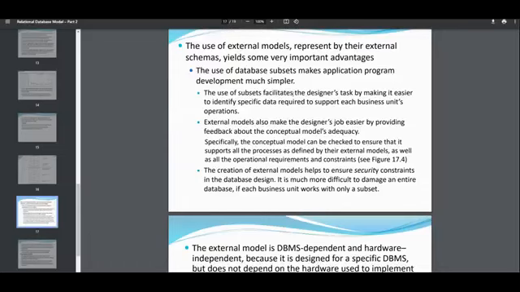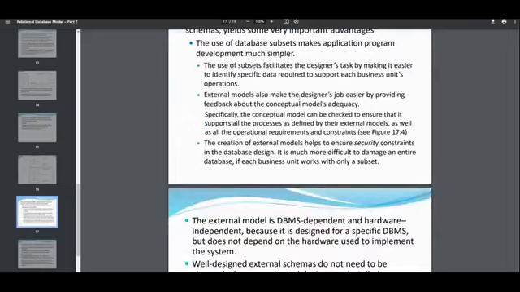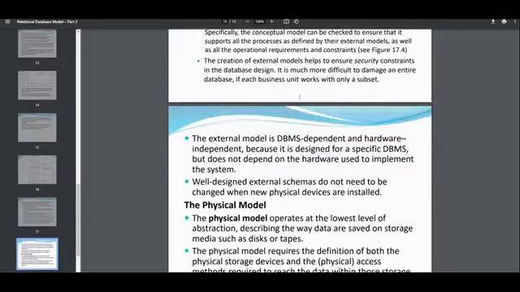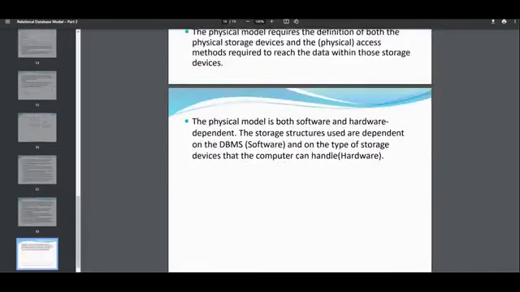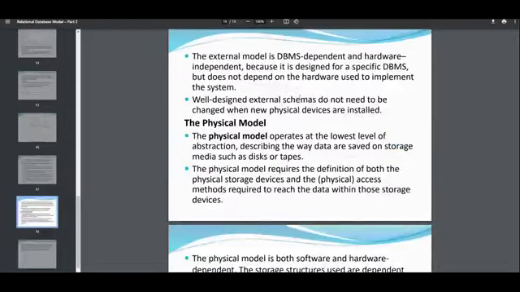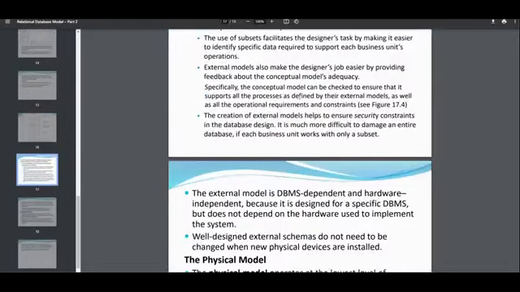Easier to identify specific data. Then the external model also makes the designer's job easier, providing feedback about the conceptual model and adequacy. And those kinds of advantages are there. Security constraints. Another model. So before we discuss the next model, the physical model, again, understand this concept properly.